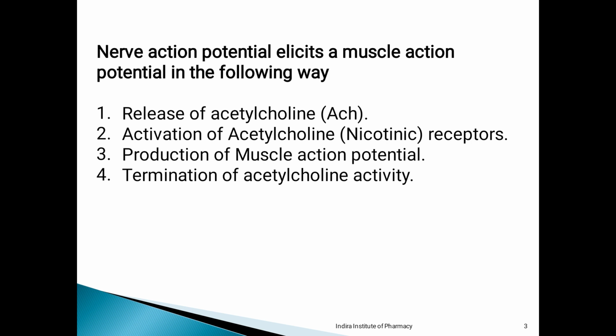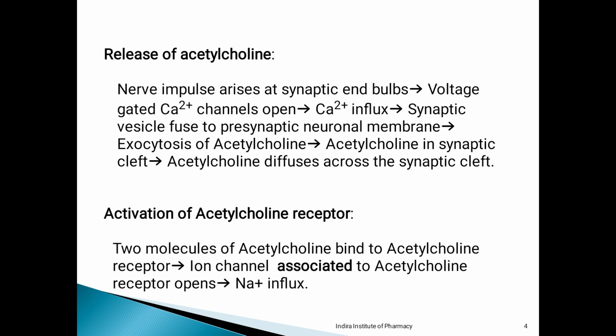So these are the steps that I have explained to you all: release of acetylcholine, activation of acetylcholine receptors, then production of muscle action potential, and the last step was termination of acetylcholine activity. Once its work is done, it will be destroyed by its enzyme called acetylcholine esterase. So we'll just revise what I had explained to you all with the help of a diagram.